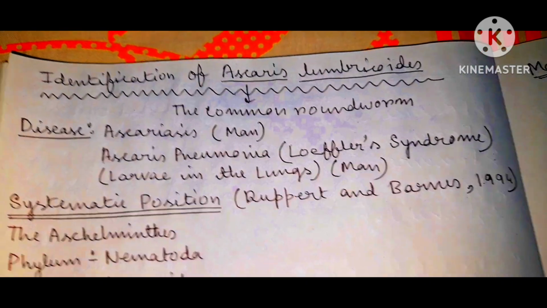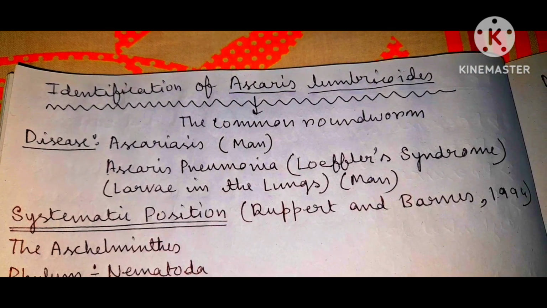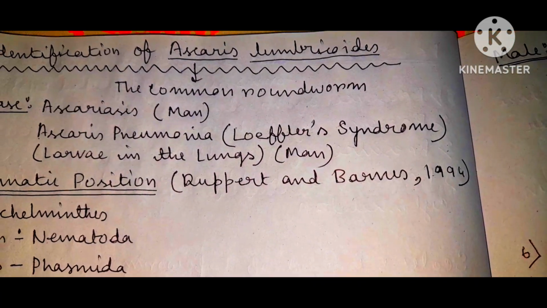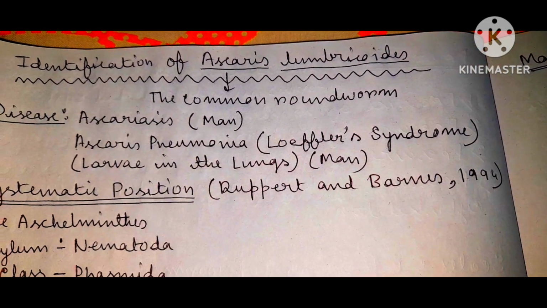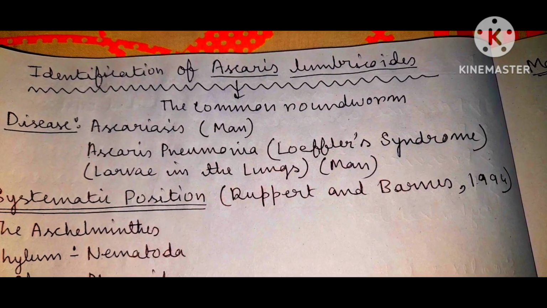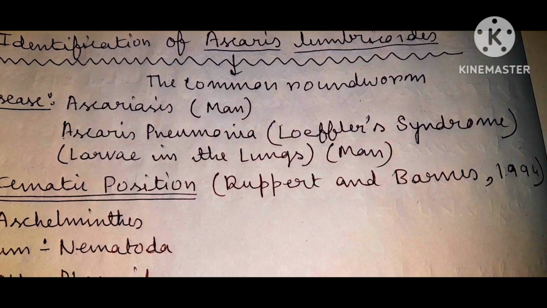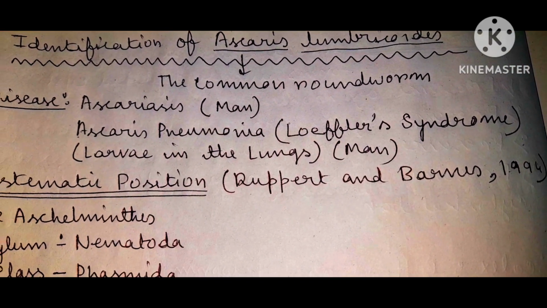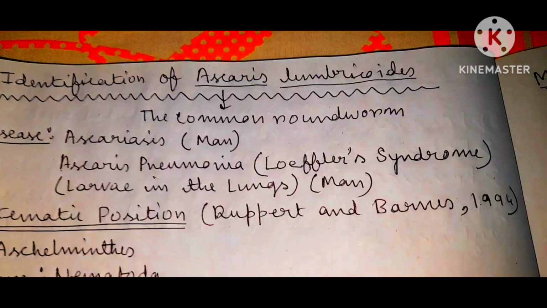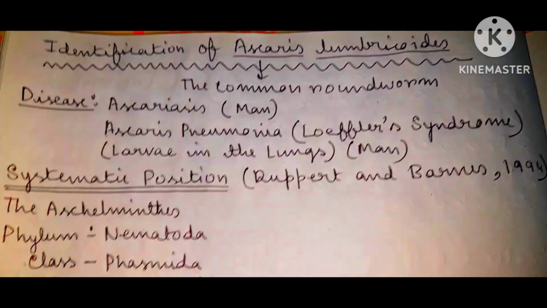Disease created by Ascaris lumbricoides is Ascariasis and Ascaris pneumonia, which is also called Loeffler syndrome. Both Ascariasis and Ascaris pneumonia infection is found in man, and in case of Ascaris pneumonia, larva found in the lungs. Larva of Ascaris lumbricoides found in lung of man.